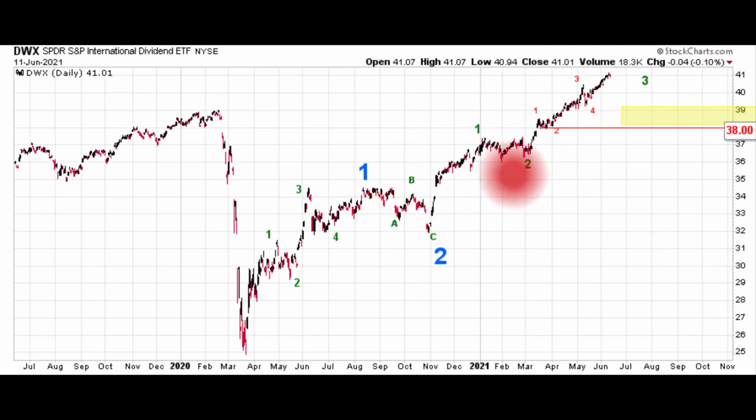But overall, the trend is very much still up off the 2020 low. And until this thing gives you a very clear 5-wave advance to the upside, higher prices have to be expected. In terms of a stop level, I would use 38. It can't move below 38, needs to stay above that level. We expect that it will. As long as it does, we will expect higher prices on DWX.